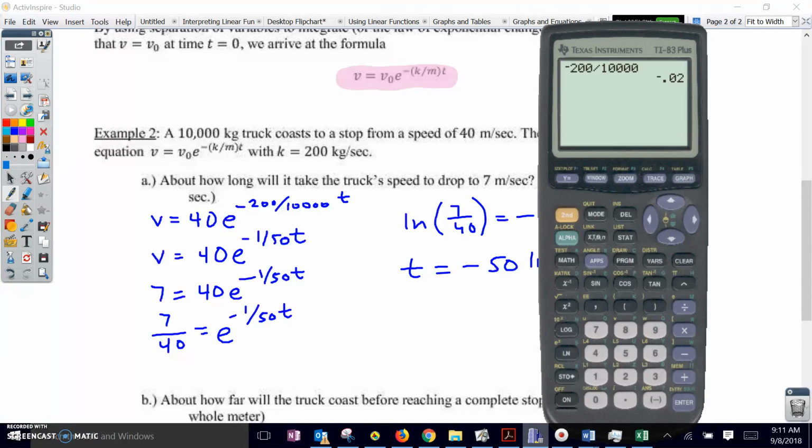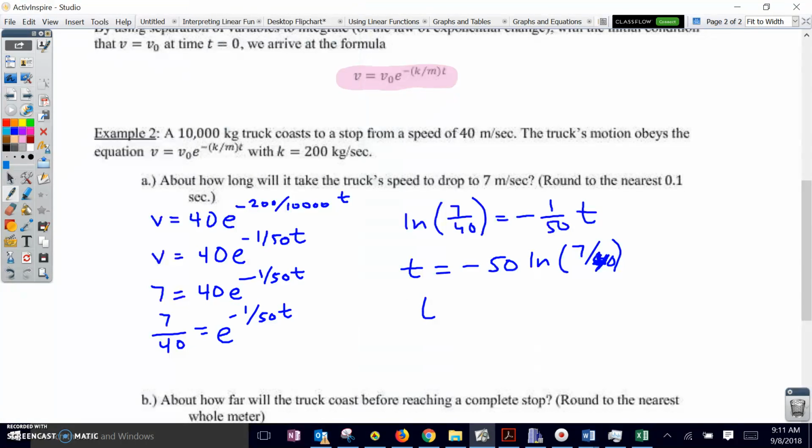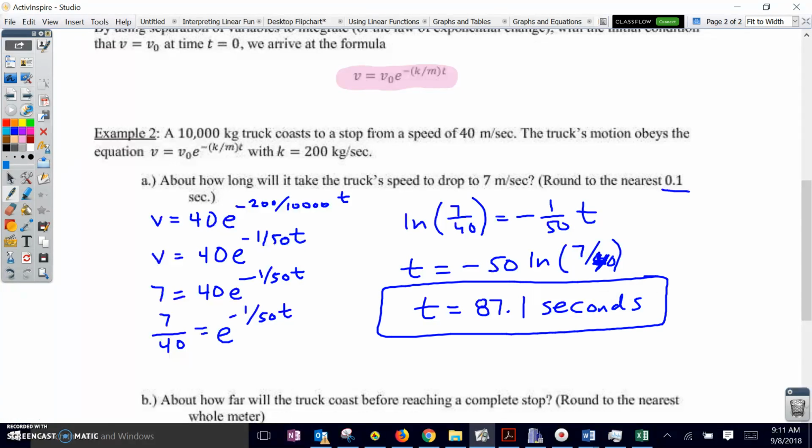And then I'm going to go ahead and calculate that. We've got negative 50 natural log of 7 over 40, and we get 87.148. And we're told here to round to the nearest tenth of a second, so we're going to say 87.1 seconds. That's how long it's going to take to slow down to that point.